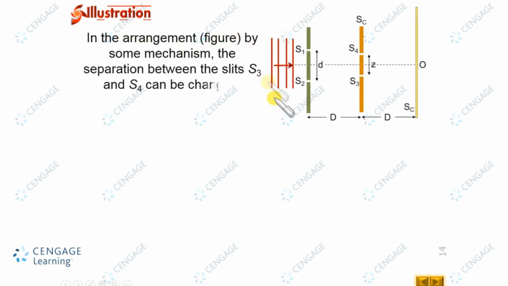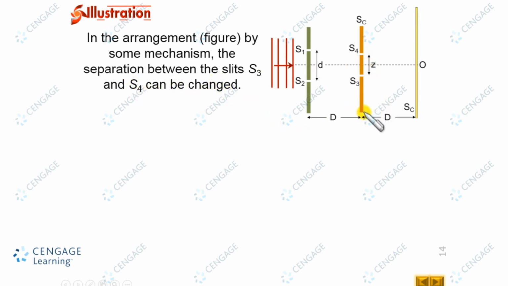In this illustration, you can observe the arrangement in this figure. Here is a plane wavefront incident on the slit plane containing two fixed slits S1, S2 at a separation small d. And the next line says that by some mechanism the separation between the slits S3 and S4 can be changed. You can observe here at a distance capital D, there is another screen, right? There is one screen SC, and this screen is having two slits. That means two openings S3 and S4. The separation between S3 and S4 can be changed by some mechanism.